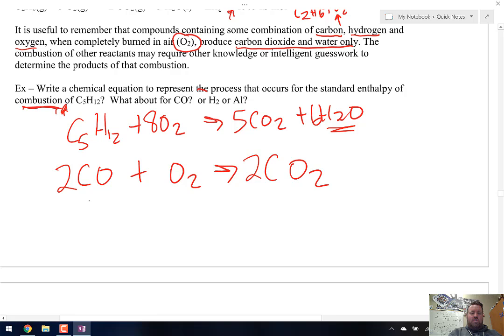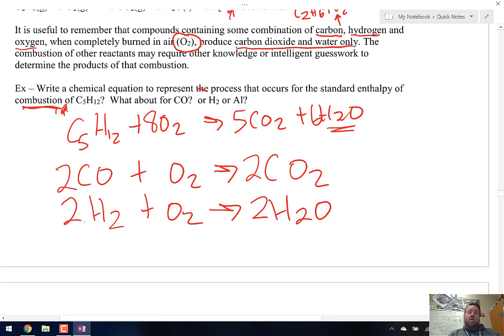What about hydrogen? The combustion of hydrogen would be H2 plus O2. In this case, there's no carbon. So if there's no carbon, then it's just going to make H2O. To balance that, we need that there. So if the substance has carbon and hydrogen, it's going to make CO2 and H2O. If it just has carbon and oxygen, then it's only going to make carbon dioxide. If it just has hydrogen and oxygen, it's going to make water.